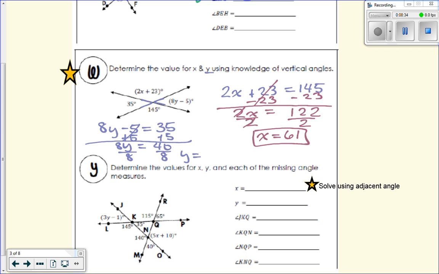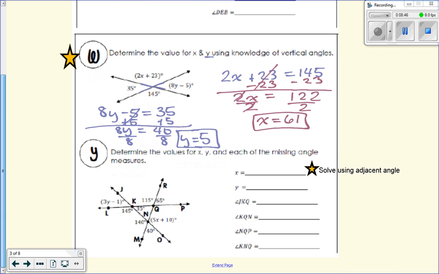You get y equals 8.5. There we go. Yeah. Very good. All right. Let's look at this example down here. It says determine the values for x, y, and each of the missing angle measures that we see here.